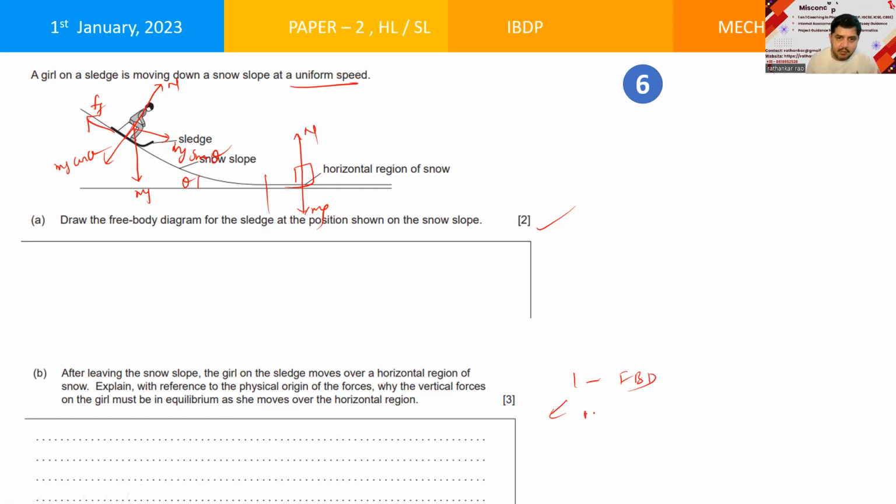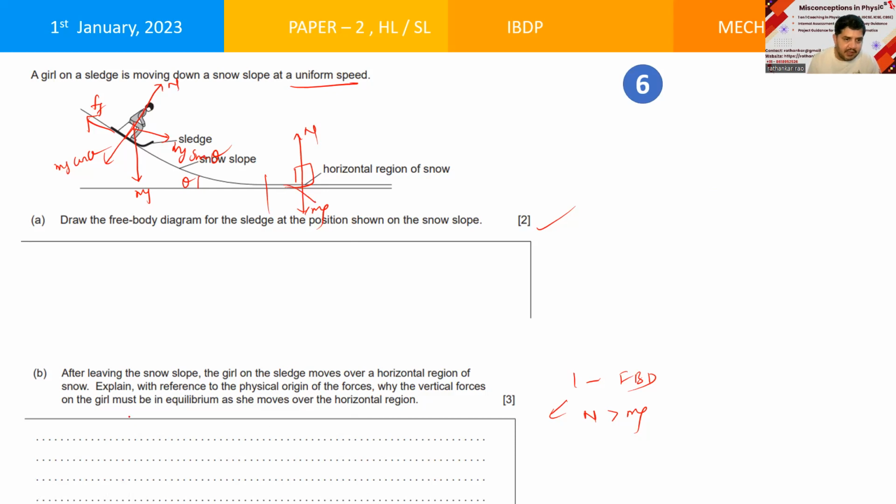Then if normal force was greater than mg, then she would have jumped upwards, or maybe she would have been flying in the air, right? So that's what you have to mention. And usually normal force cannot become greater than mg, okay, because normal force can become 0. It cannot be greater than mg. Then if mg was greater than normal force, then she would have sunk into it.